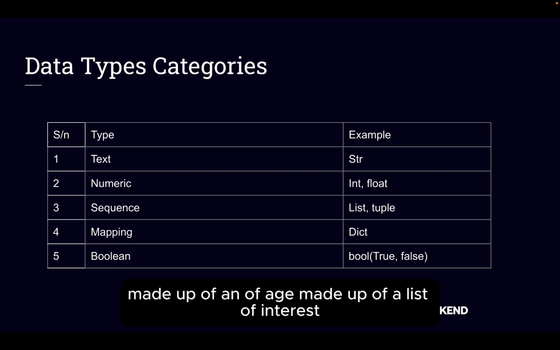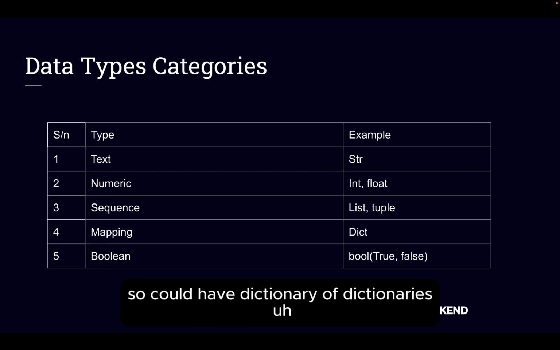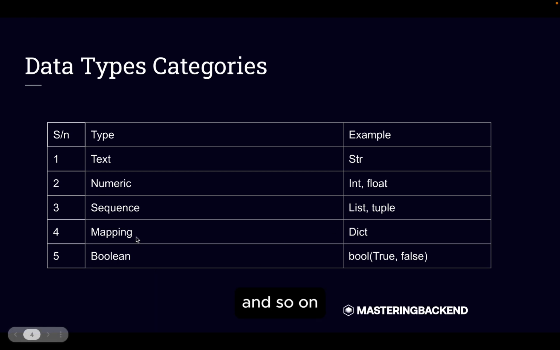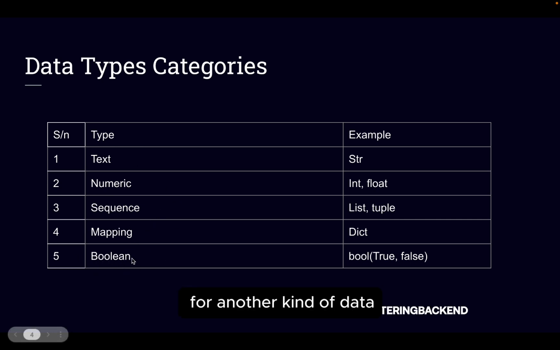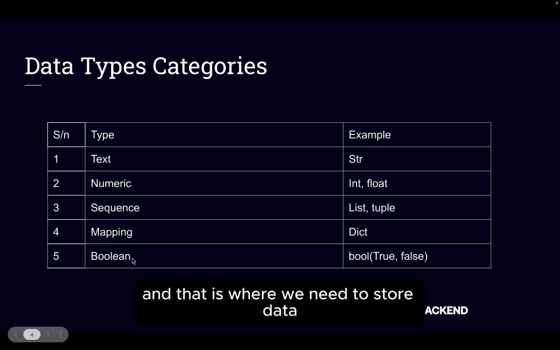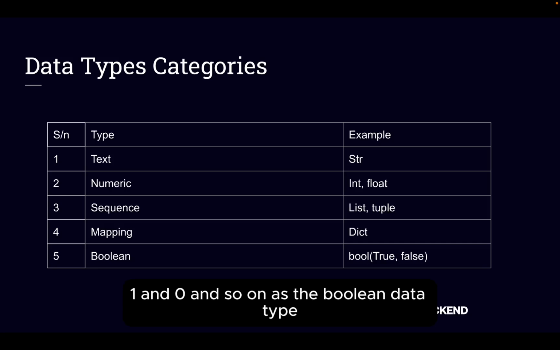We could also have a dictionary as well. So we could have a dictionary of dictionaries, and so on. I will talk much more about mapping in the coming videos. Another kind of data we have is the boolean kind of data, and that is where we need to store data that is either true or false, yes or no, 1 and 0, and so on. That's the boolean data type.